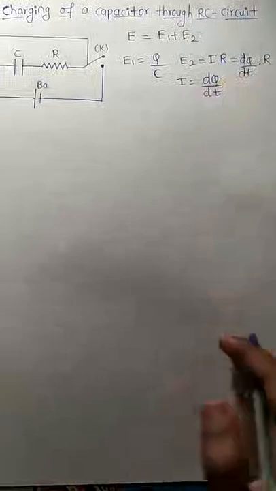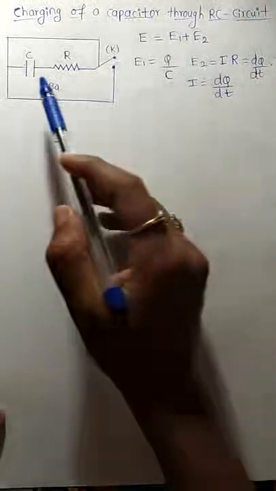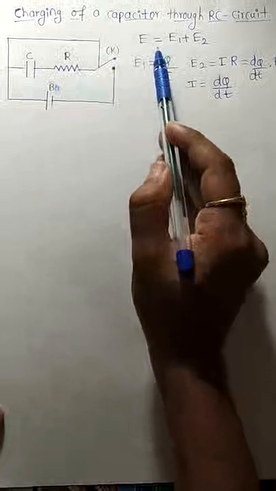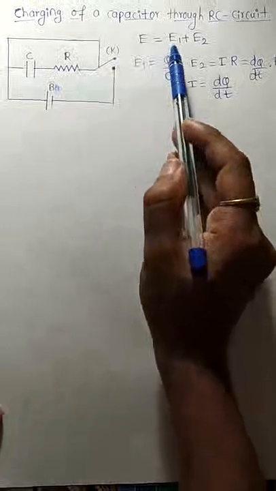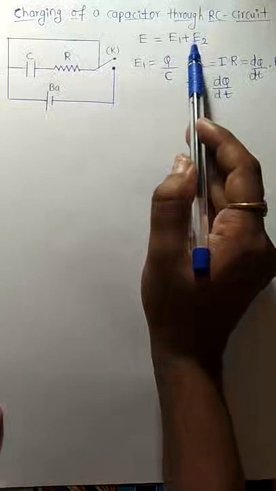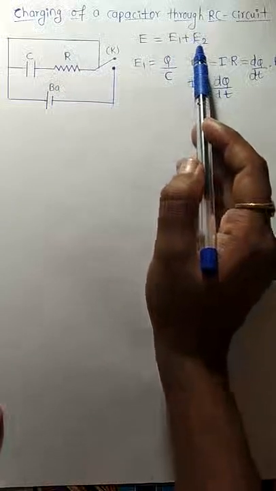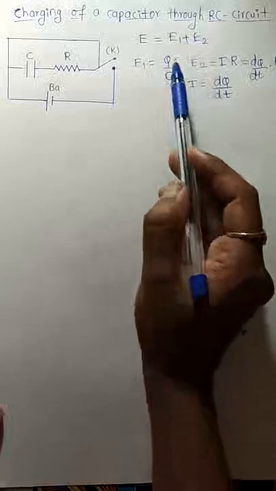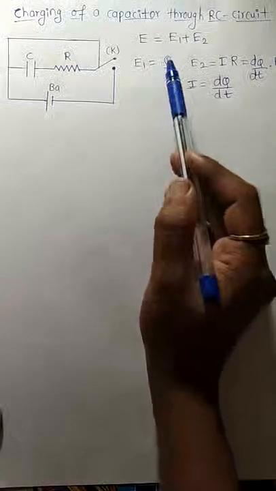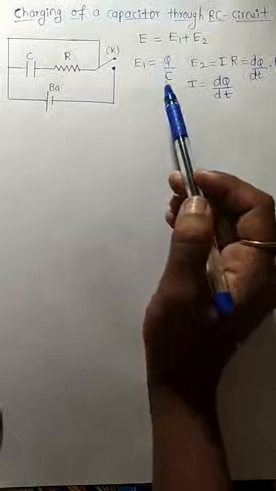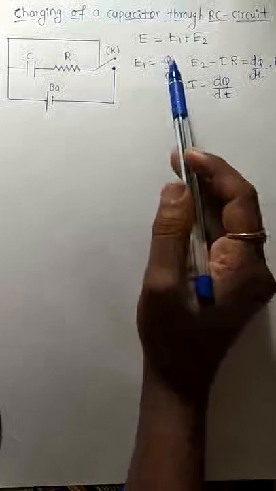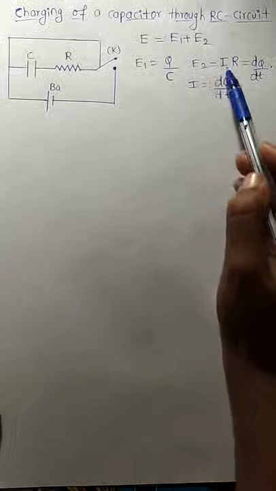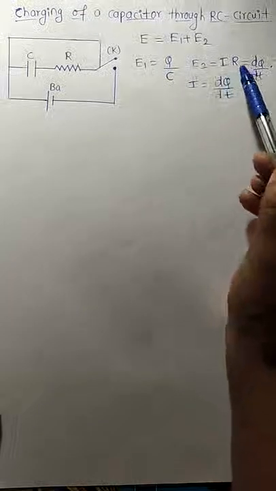So I hope you understood. As the voltage will be distributed among these two components, the total voltage is equal to the voltage across the first component, that is the capacitor, and the voltage across the second component, that is the resistor. The voltage across the capacitor is the charge divided by the capacity of the capacitor, that is Q by C, and the voltage across the resistor, according to Ohm's law, E2 is equal to I into R.